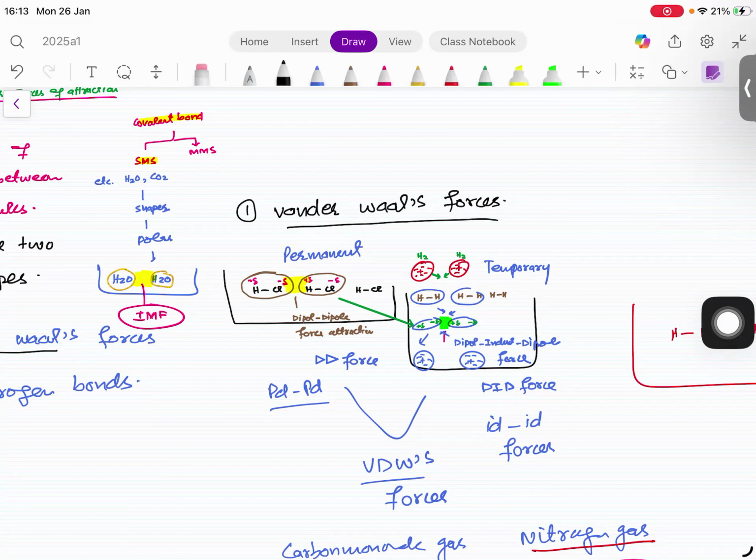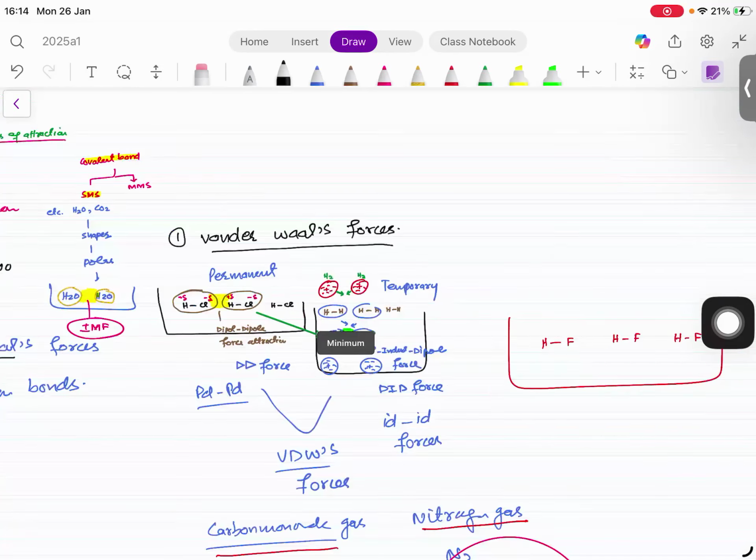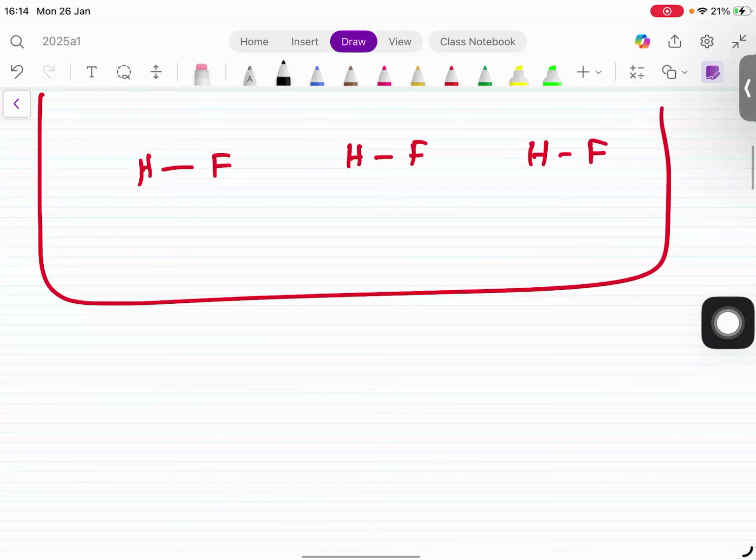And the shape of the molecule also matters. For example, in an organic compound, the branched has less intermolecular force as compared to the unbranched, because the unbranched has more contact area, so more dipole-induced dipole forces. Now, moving on, the second main type is the hydrogen bond.